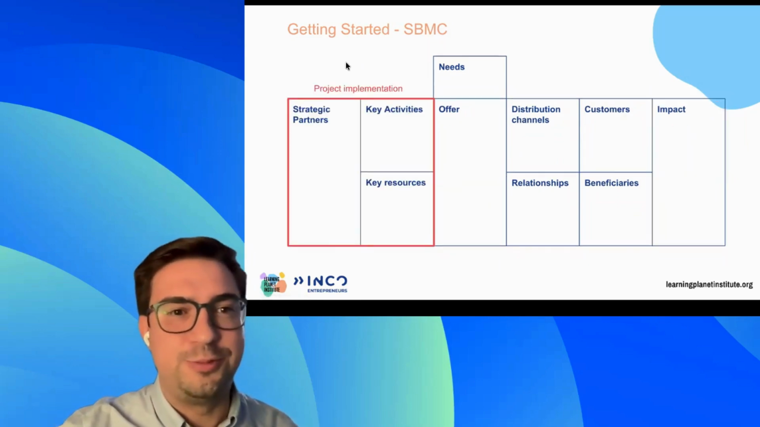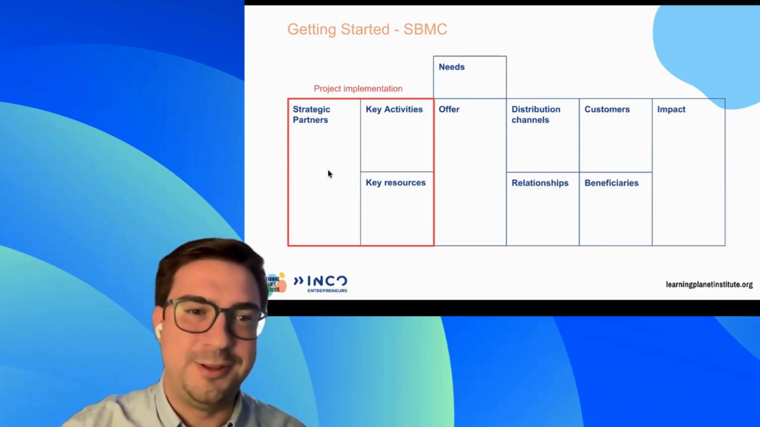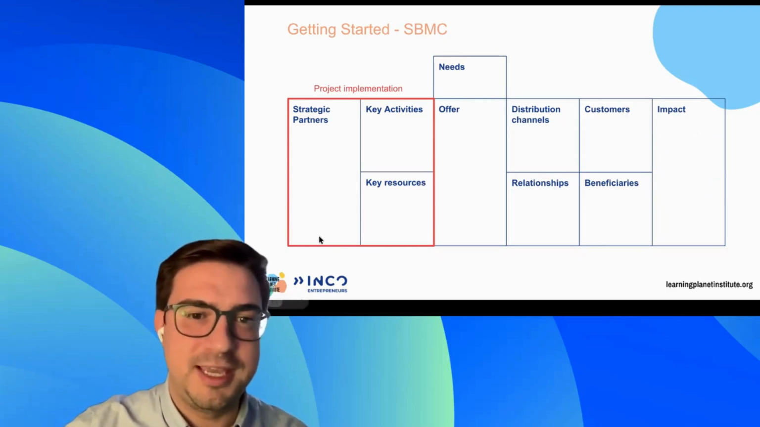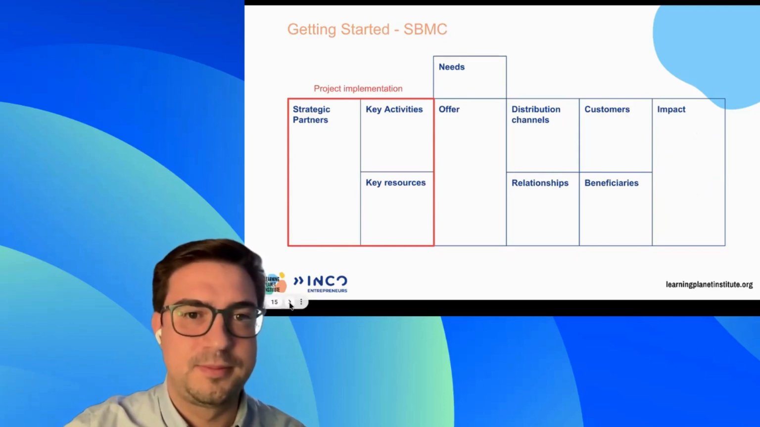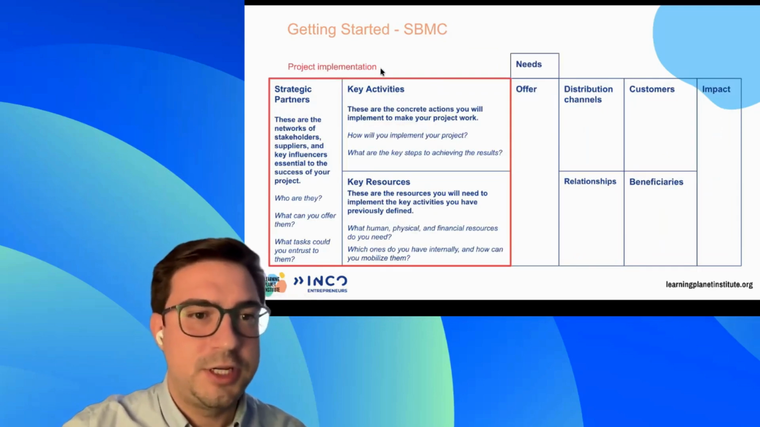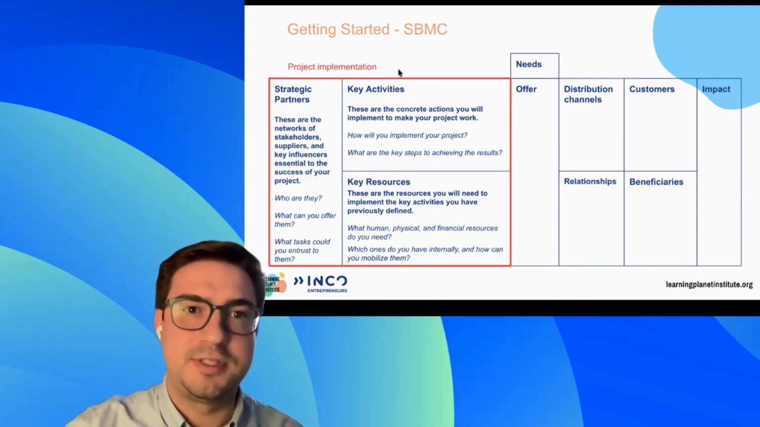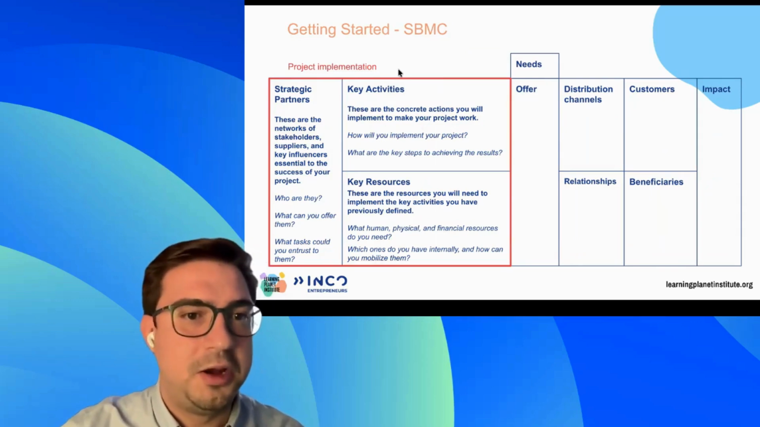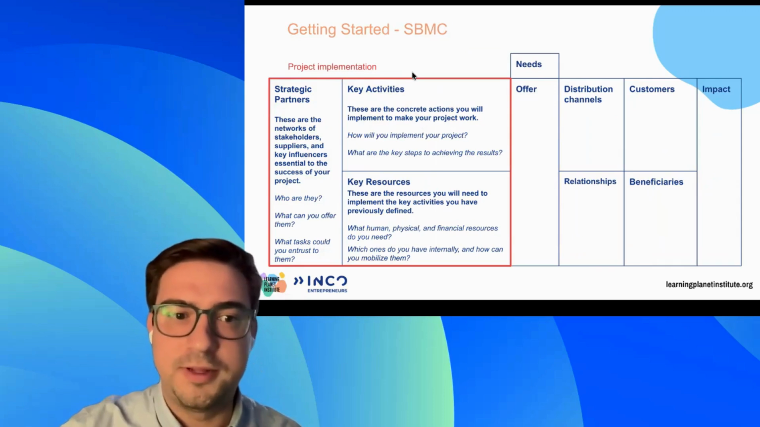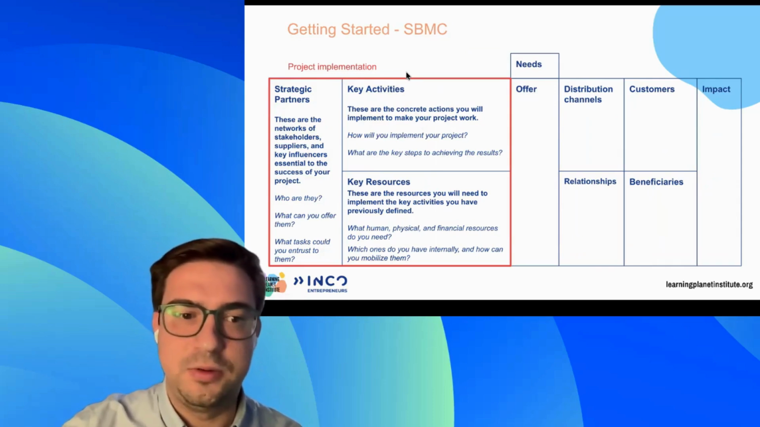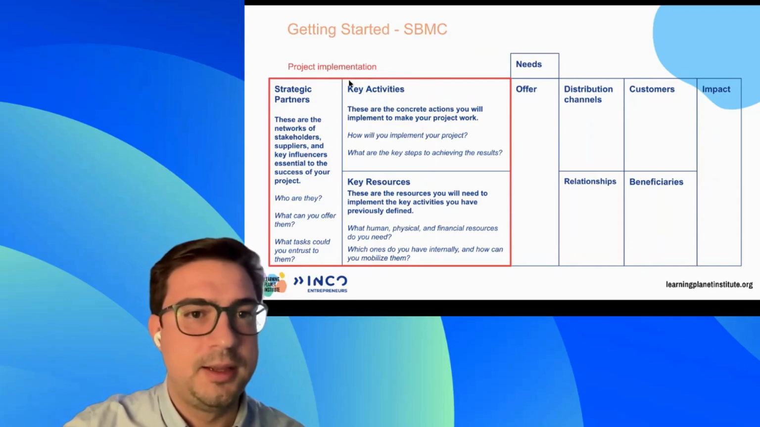Now it's time to get to the project implementation. We need to think about strategic partners, key activities, and key resources. Strategic partners are the networks of stakeholders, suppliers, or key influencers that are essential to the success of your idea. Try to identify who they are, what you can offer them, and what tasks you could entrust to them.